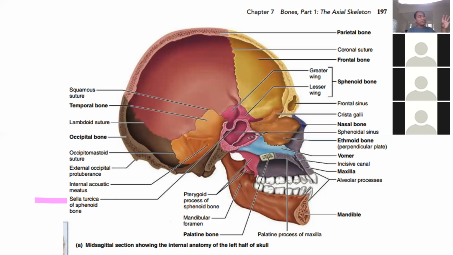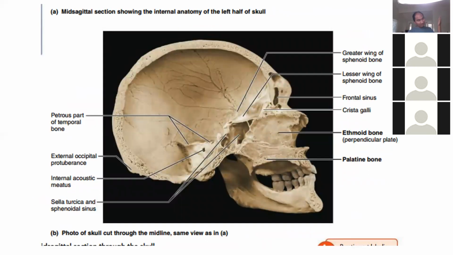So they're different pictures, the same thing. Again, different picture, but we're going to talk about the same thing. You can appreciate the sella turcica, which is, of course, not as obvious as the diagram. And you can see the frontal bone, parietal bone, and occipital bone, mandible.